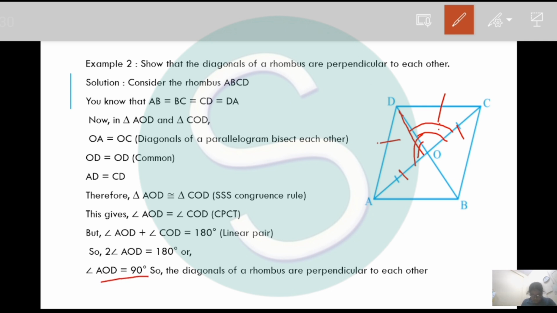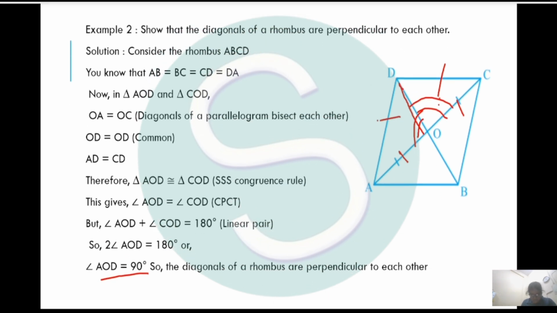So the diagonals of the rhombus are perpendicular to each other, which we have proved.